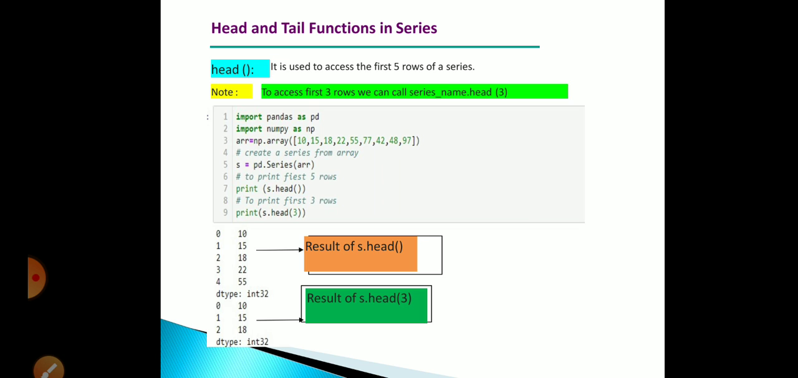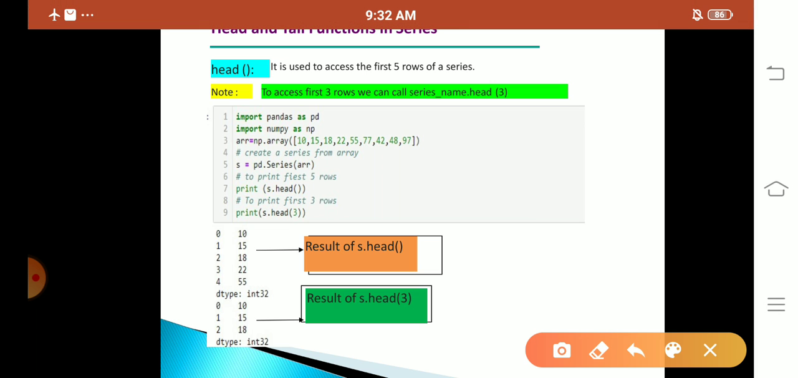Inside the bracket we will write 3. If you want to access two values, in place of 3 you will write what? 2. If you want to get 6 values, in place of 3 you will write what? 6. If you don't write anything and put only the brackets, then by default it will return 5 values. Okay, so first you will import pandas.